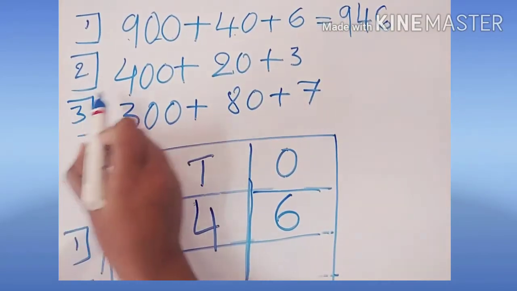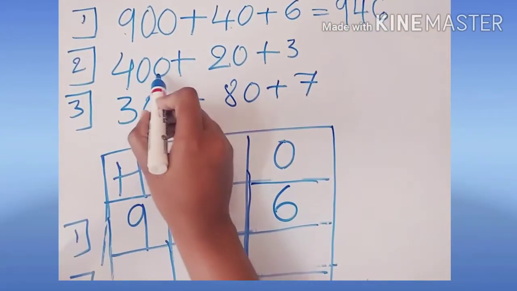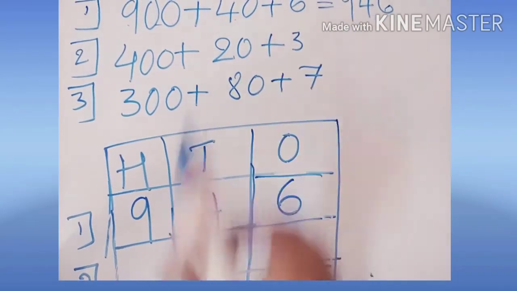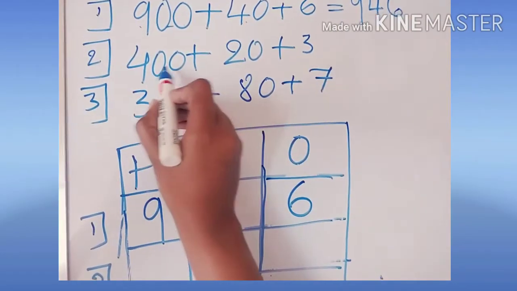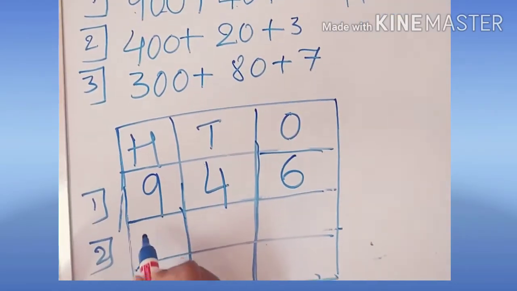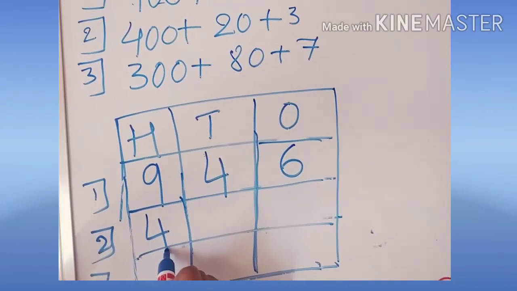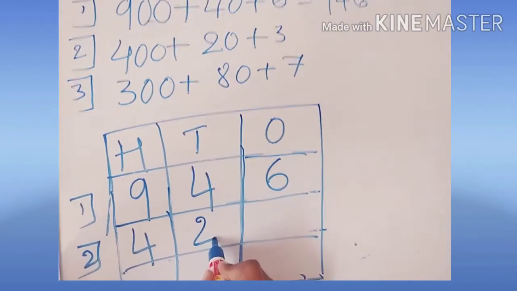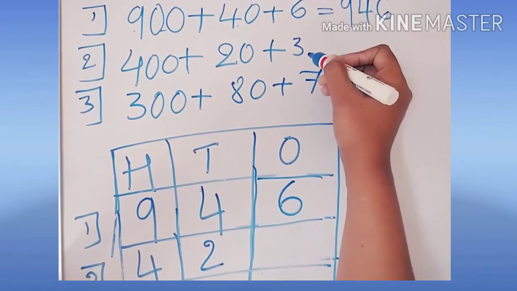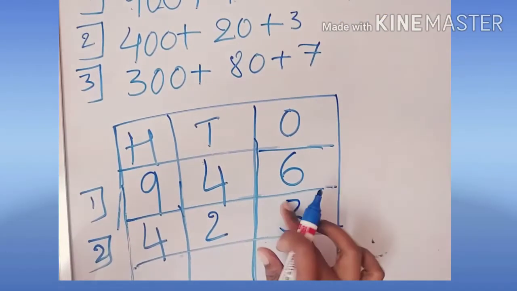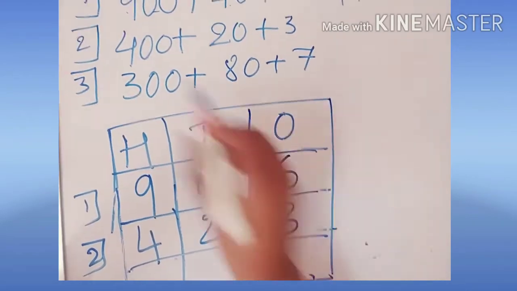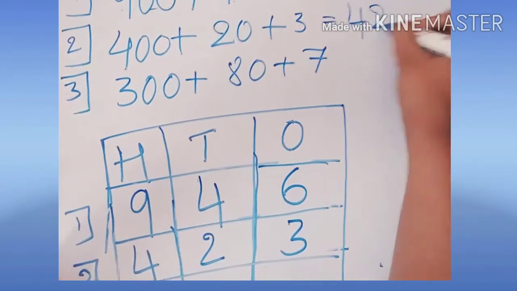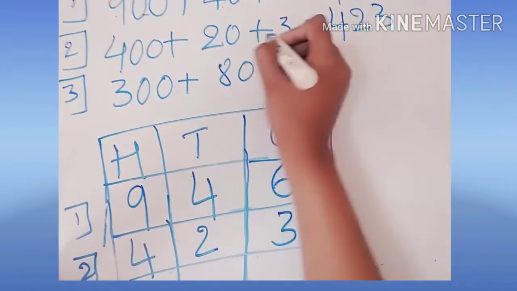Understood? And let's see the second example. 423. Now I will write this number in standard form. How many hundreds are here? 400. So I will write here 4 on 100 place. And how many tens are here? 20 means 2 tens. I will write here 2 on tens place. And here 3 ones are there. I will write here 3 on ones place. What is the standard form of this number? Yes, 423. This is the standard form of this number.